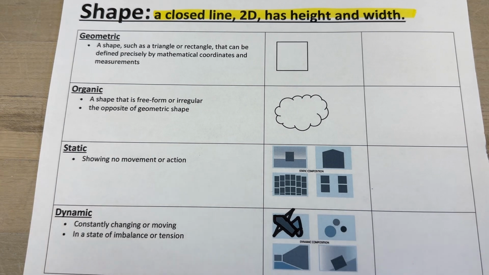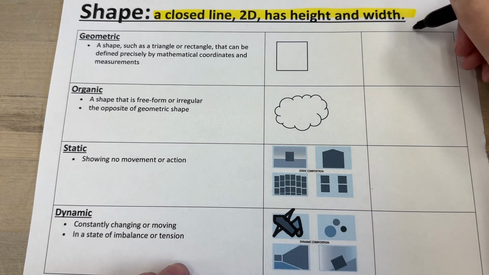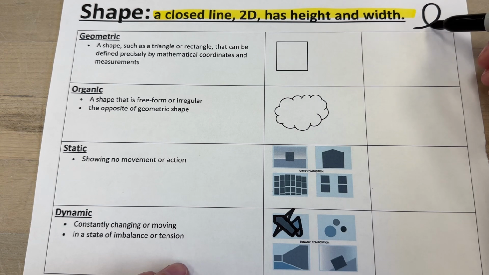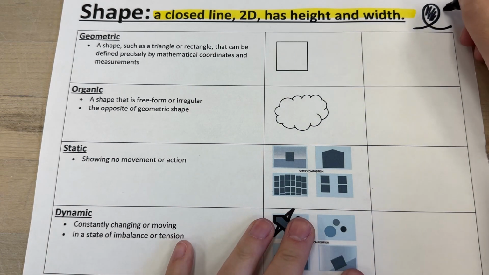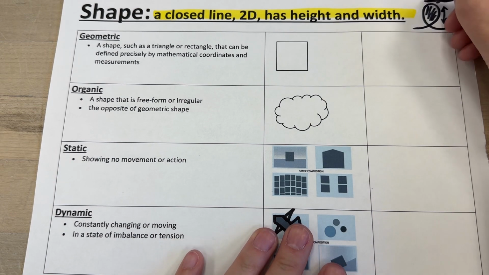So a closed line just basically means if you're drawing a line and it goes and loops back onto itself, this section in here, that is a shape, okay? Because you can measure how tall it is and you can measure how wide it is.